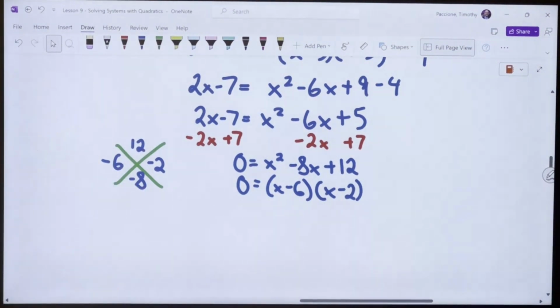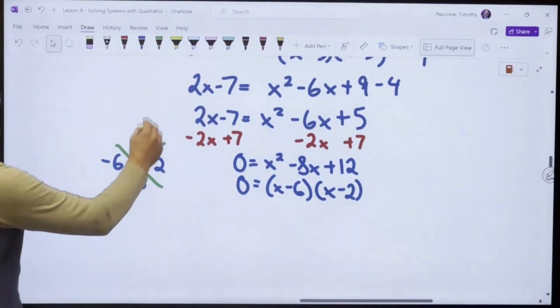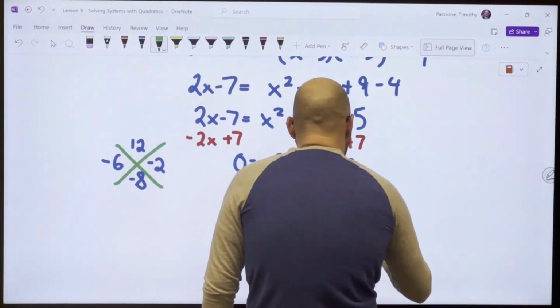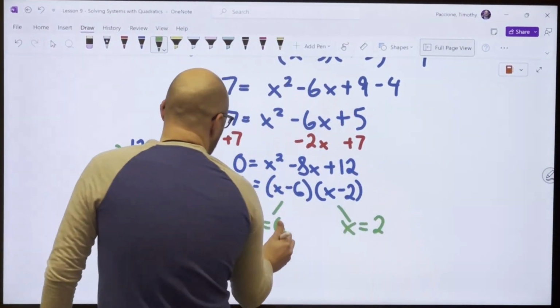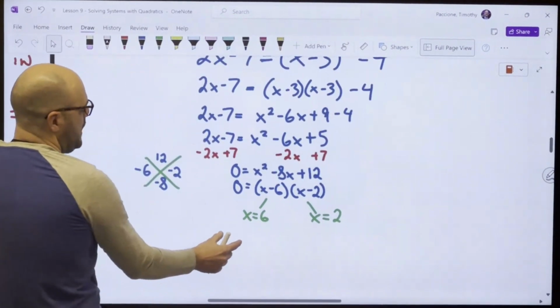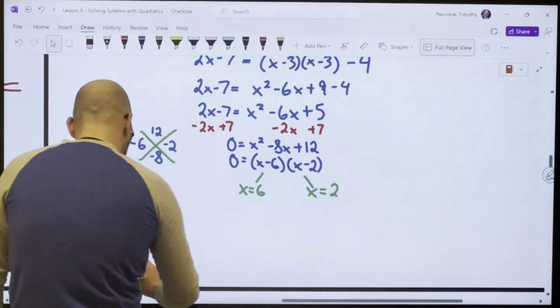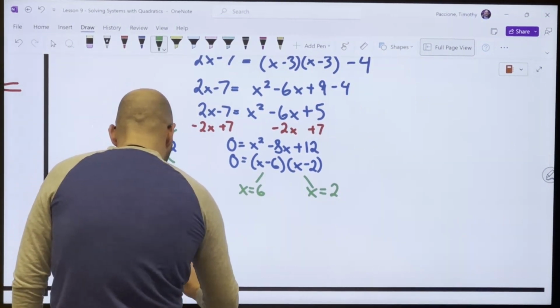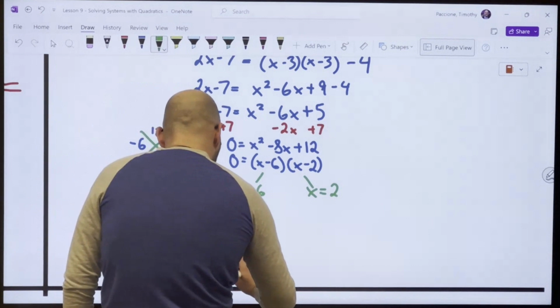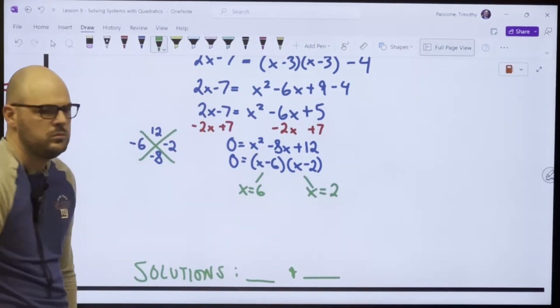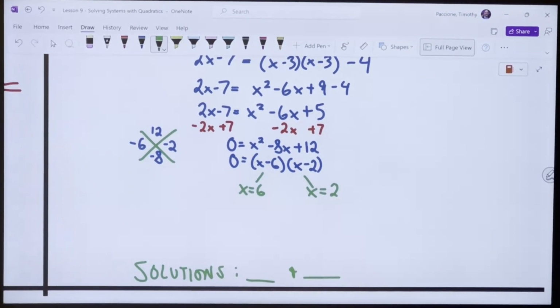And now I can solve for x. What is x here? x equals 6 and x equals 2. Now, what were we trying to find here? What was the whole goal? We wanted solutions to the system, right? What do solutions usually look like? When we found them on the graph, what were they? x and y. They were intercepts. They were just points, right?